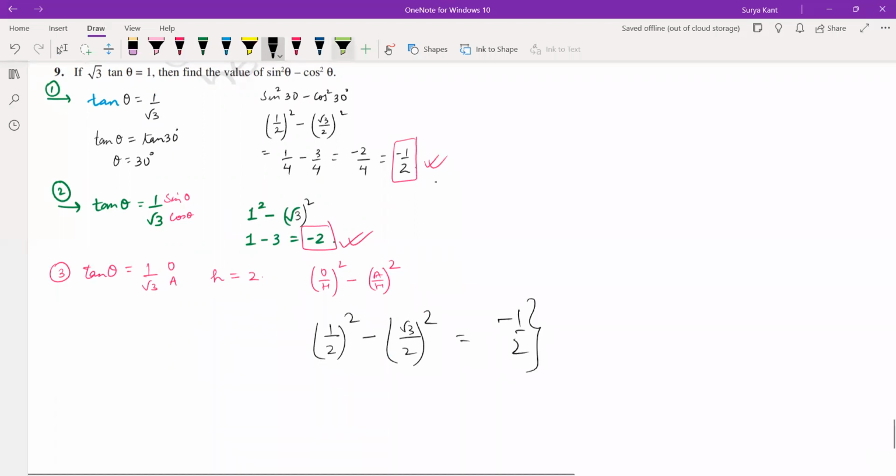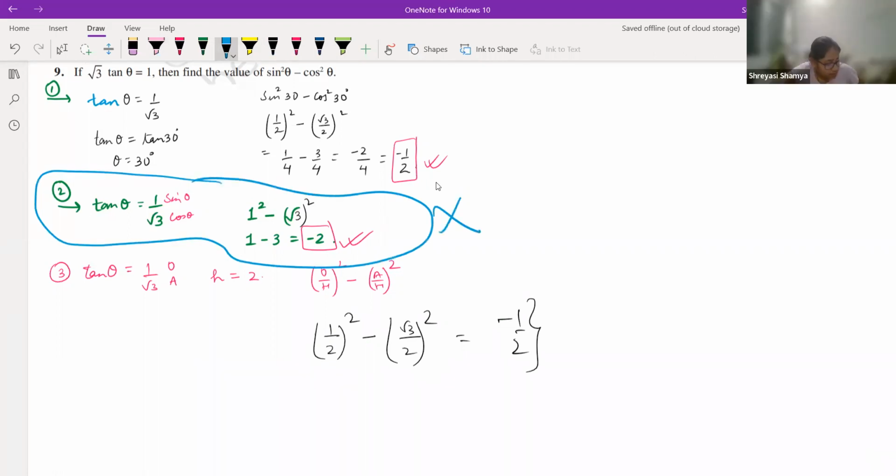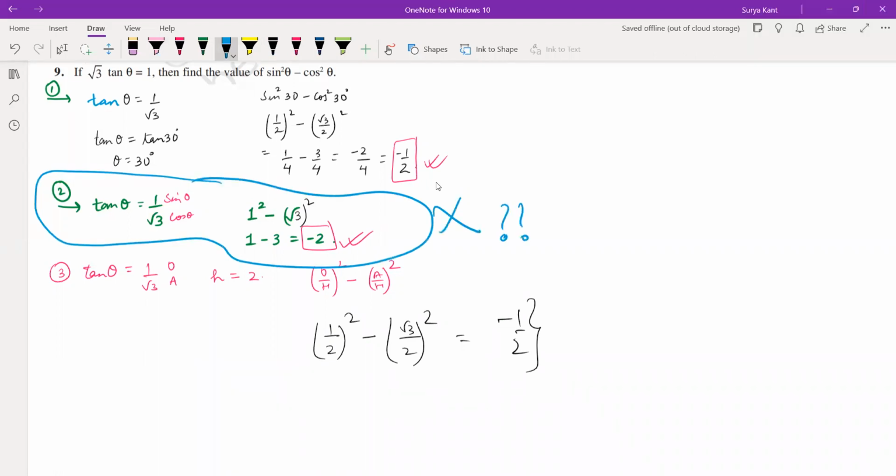Why can't we use the second method? Yeah, this method we can't use. Let me check once. This method is wrong. Sir, can I tell, sir? Anyone can tell me why we can't use the second method over here? Sir, we get 1 by root 3 because we are dividing 1 by 2 whole divided by root 3 by 2. So we can only take 1 by 2 as sine theta and root 3 by 2 as cos theta, sir. If that's the case, we cannot take 1 as sine theta and root 3 as cos theta, sir.